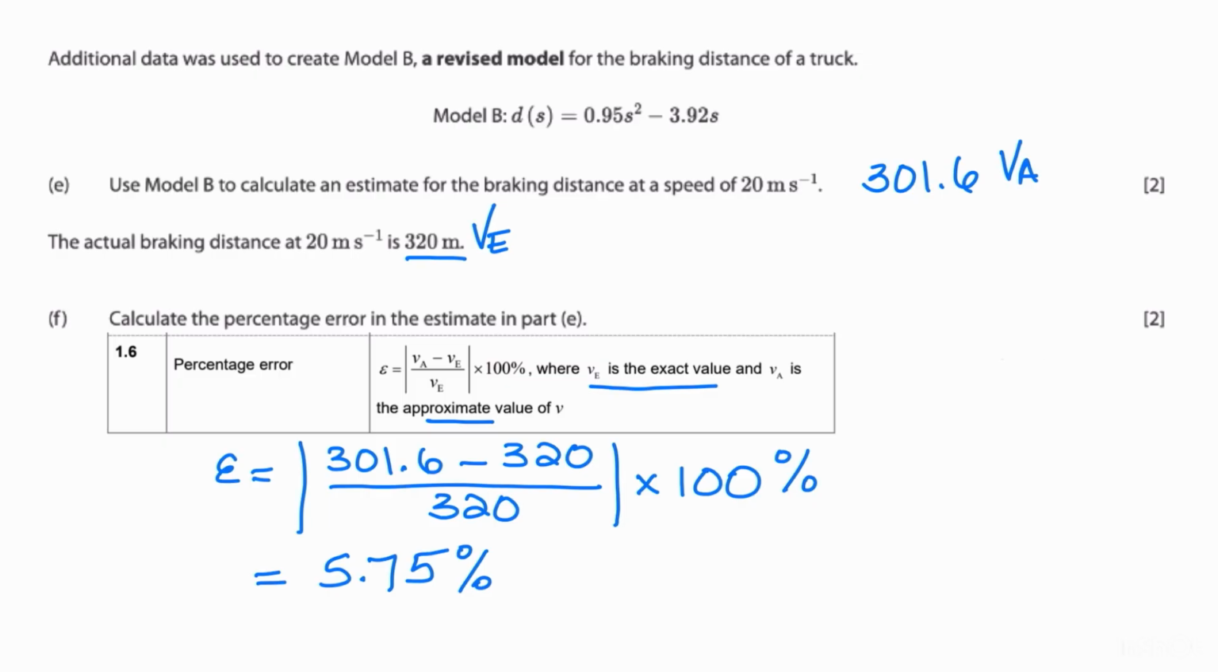Do not make the mistake of writing negative. It is positive because of the absolute value bars. That's the easiest way for you to not get any points on this question.